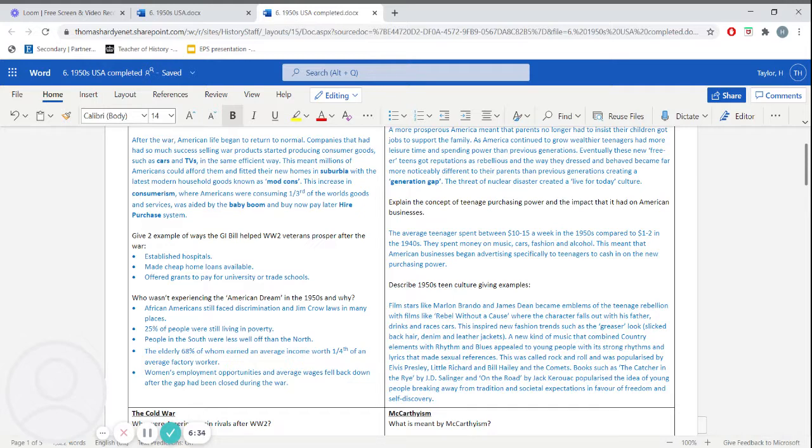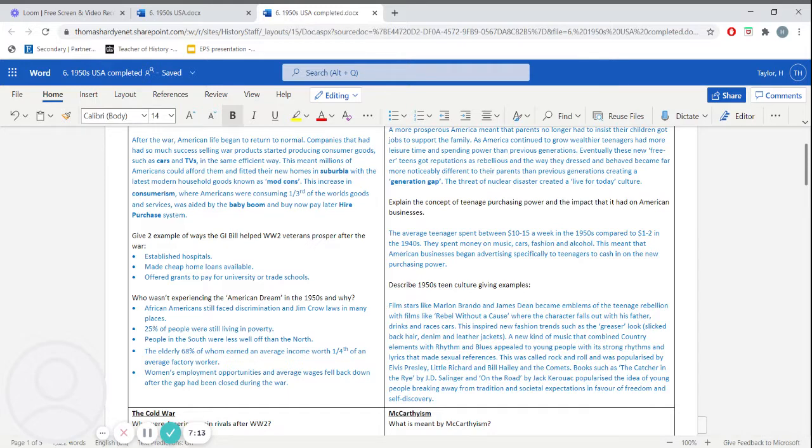25% of people were still living below the poverty line. People in the South were less well off than the North. So the North, with its big industrial cities, was more prosperous than the South. The elderly, 68% of whom earned an average income of one quarter of the average factory worker. So the elderly were much less well off than the younger people that were employed in factories. Factory workers, whilst very important to this period, weren't exactly the wealthiest people in American society by any stretch.